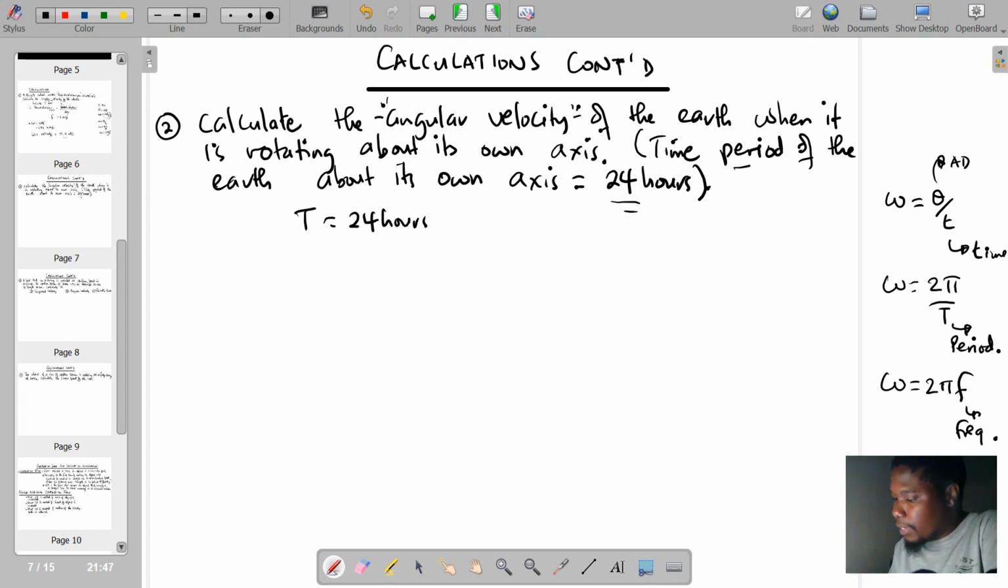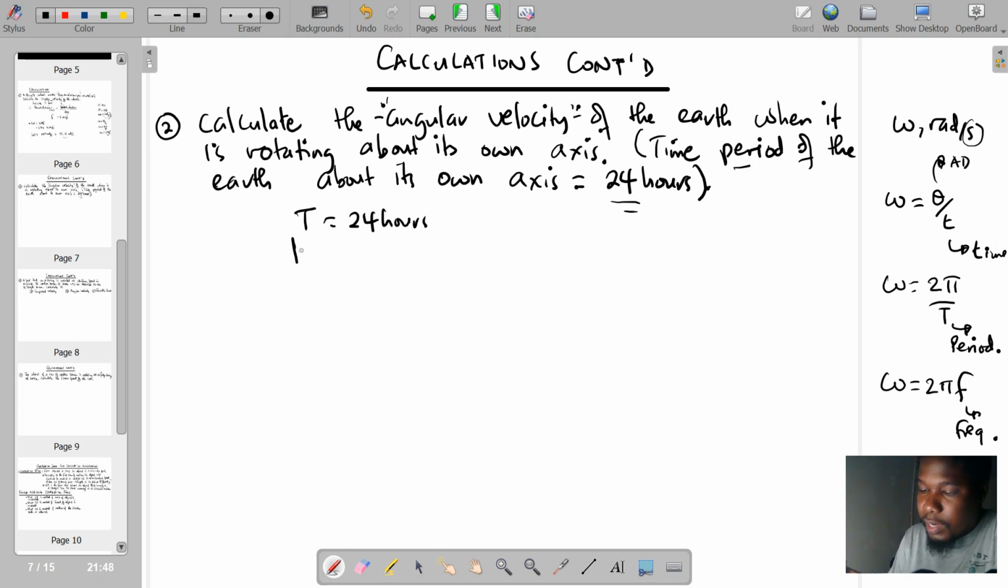But remember that the units for angular velocity are radians per second. In the units there is a per second. A per second is what will tell us what we're supposed to do with the periodic time given. The periodic time is given in hours, so we need to convert that to seconds for us to use it in the formula so we can find the angular velocity. So how do we convert this to seconds?